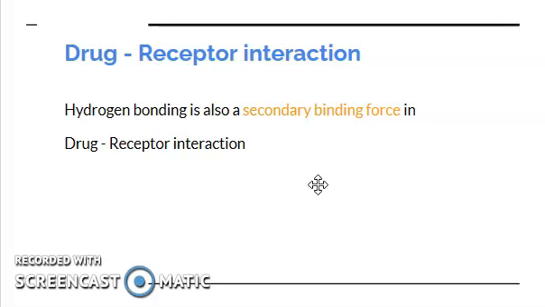So all these are the factors which hydrogen bonding influences.